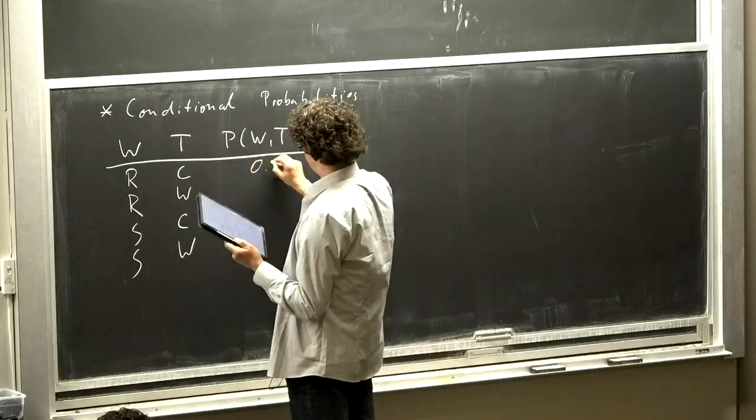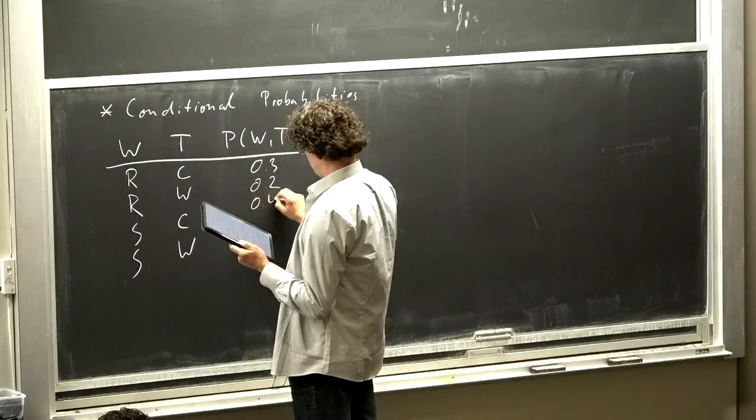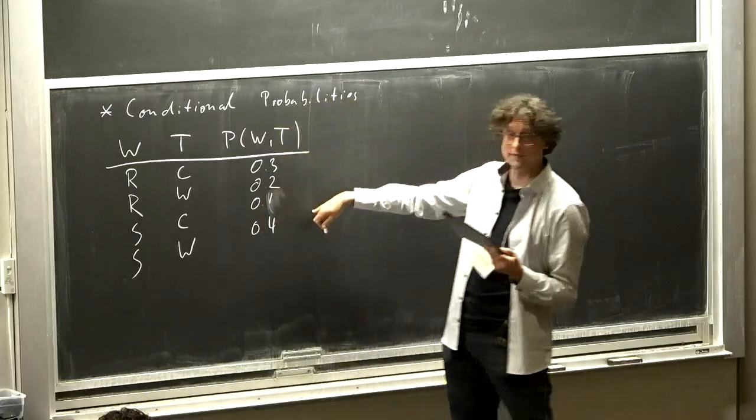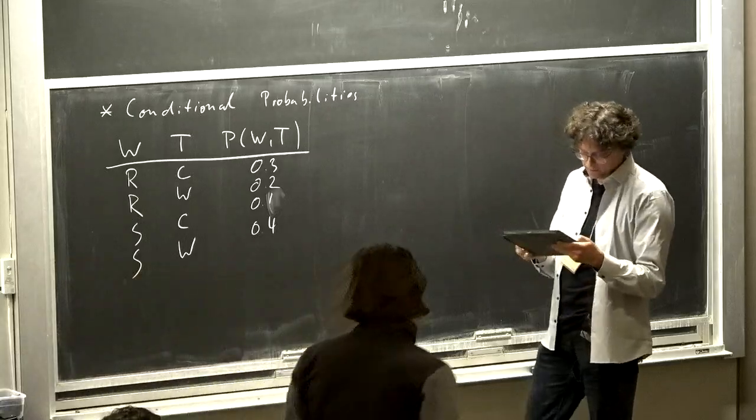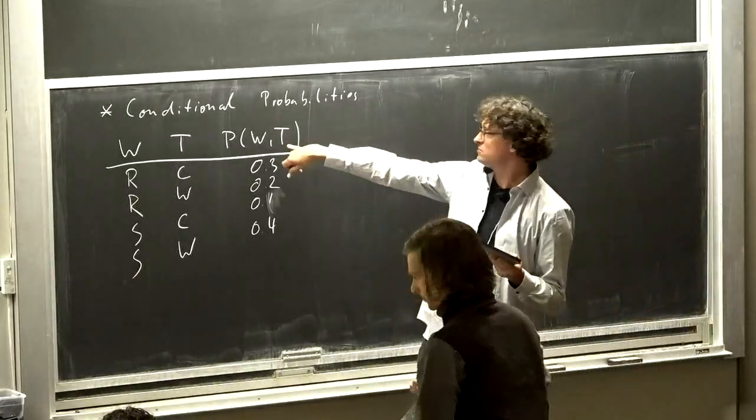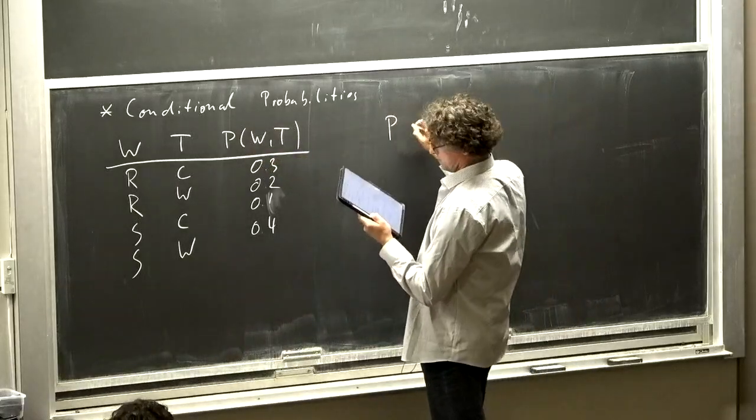Then we can assign probabilities to all these possible outcomes. This sums to 1, as it should. So that's our probability table. Good. So now, this is a joint distribution. It's joint for these two parameters. And now we can ask a few questions.